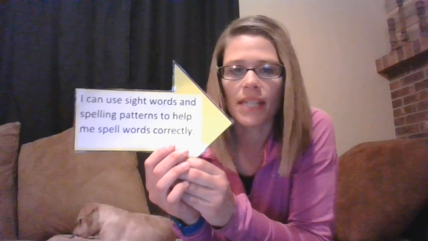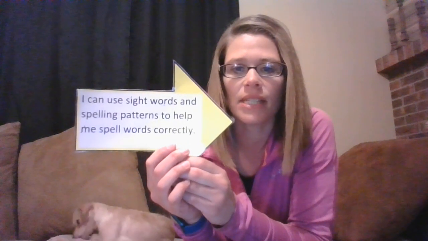Okay. Next up, you need to get yourself a piece of scratch paper and a pencil or something to write with because we are going to move on to our yellow arrow. So pause me if you are not ready yet. Okay, our yellow arrow says, I can use sight words and spelling patterns to help me spell words correctly.